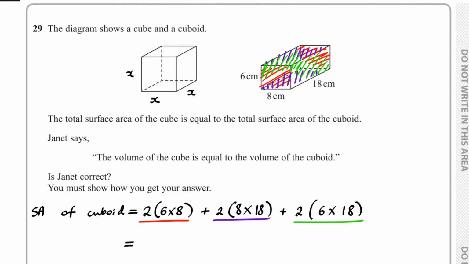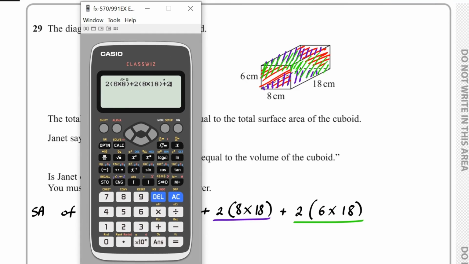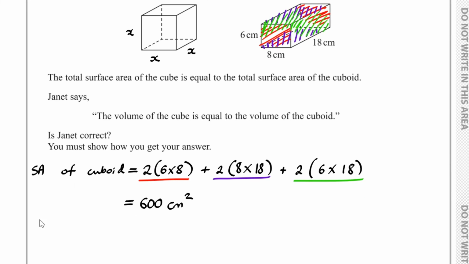So the surface area of the cuboid, we have 2 lots of 6 times 8 plus 2 lots of 8 times 18 plus 2 lots of 6 times 18, which is 600. So we have 600 centimeters squared, and therefore the surface area of the cube is equal to 600 centimeters squared.